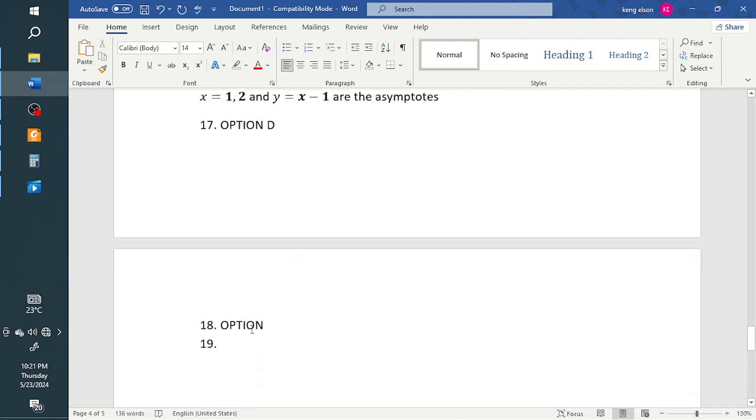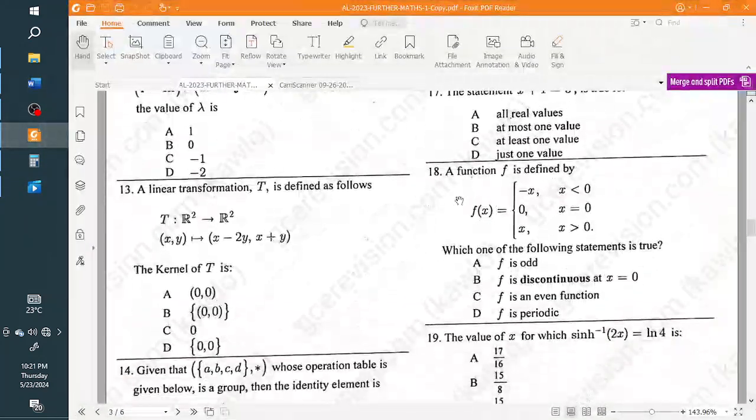In fact, I'll just go to 20 here. Yeah, so that's at least question 18. Where are we? We are here. The function f is defined by this. Which of the following statements is true? f is odd. Now, this function is the absolute value function just by looking at it.